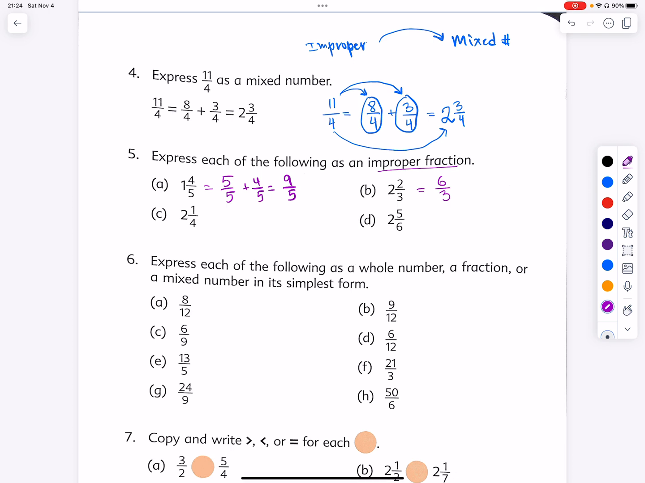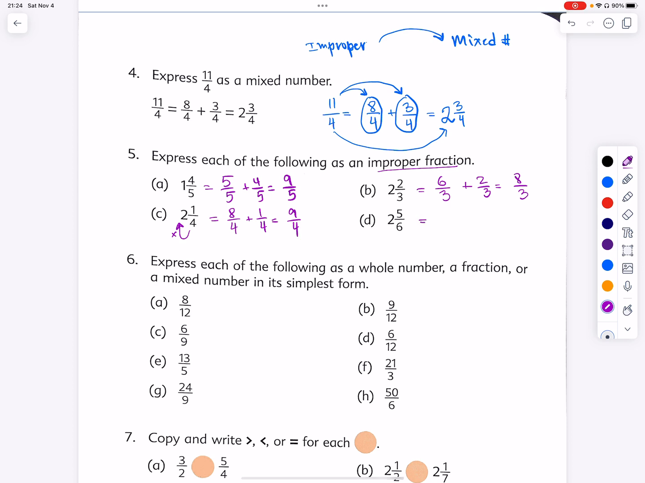6/3 are in 2 wholes, and another 2/3 equals 8/3 altogether. Yes, very nice. Now I'm going to show you a different method. Because 2 and 1/4, well, we know how many quarters are in 2. How many quarters are in 2? We know there will be 8 quarters plus 1/4. Altogether that will give us 9 quarters.